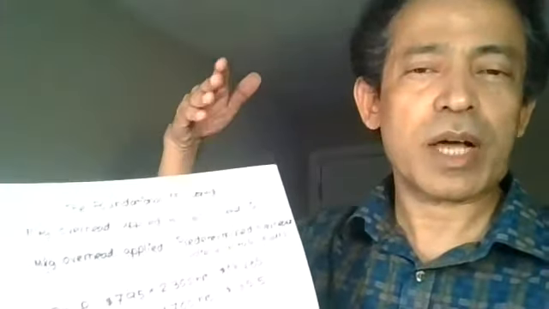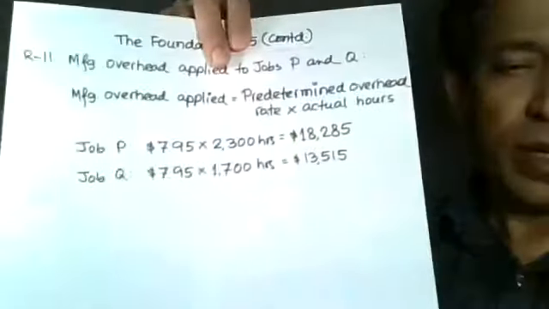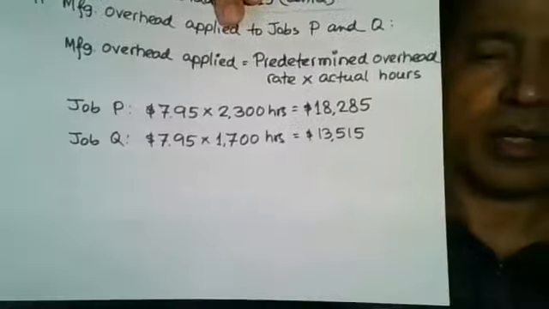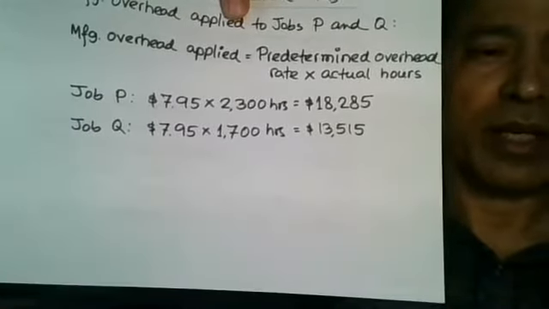But once those hours have been assigned to the two projects or two jobs, P and Q, then our combination doesn't have to be the same because both departments contribute to both the jobs. So P consumed a total of 2,300 hours and Q consumed 1,700 hours. So multiply those two hours by $7.95 and you get the overhead applied to the two projects.